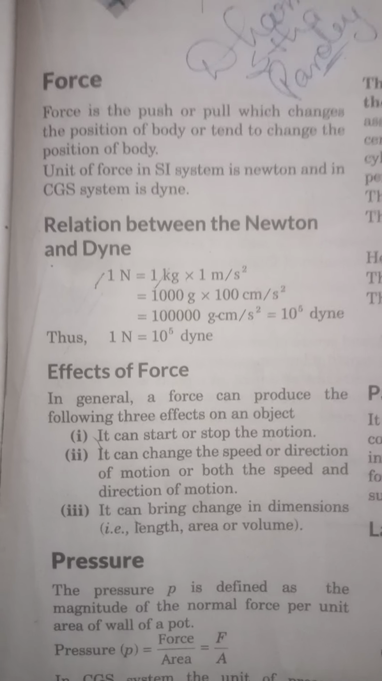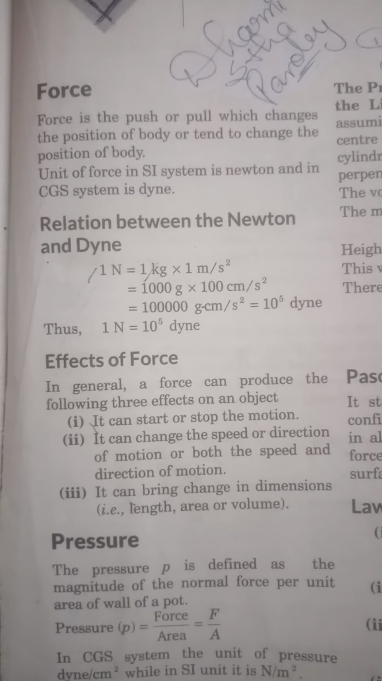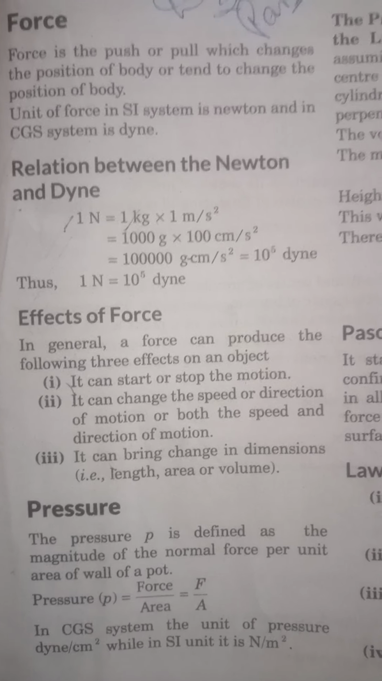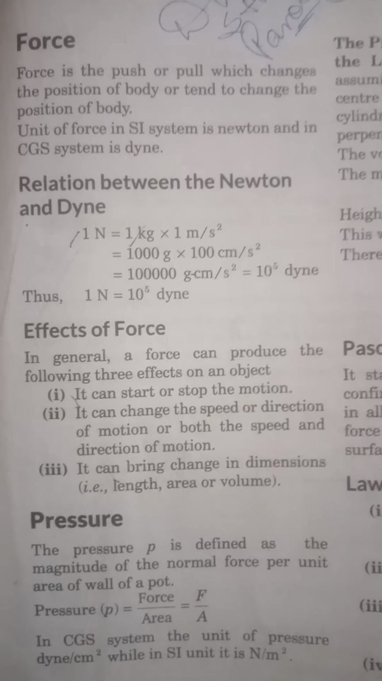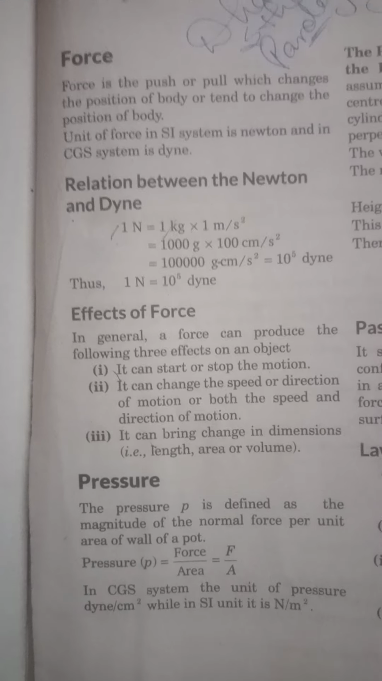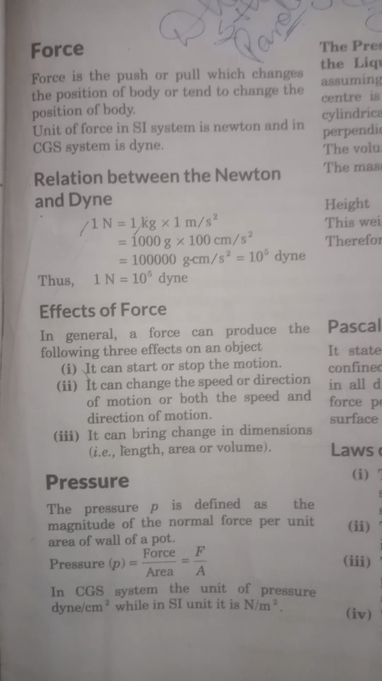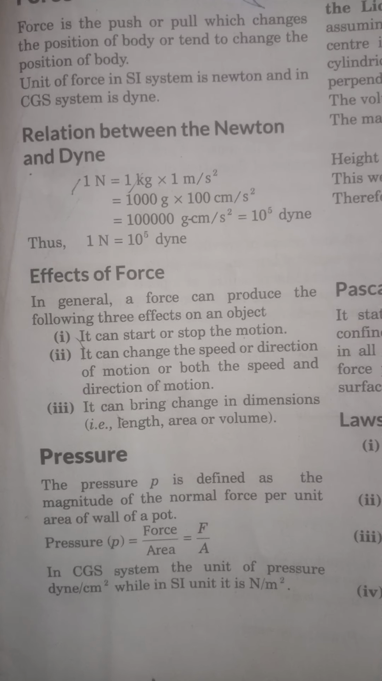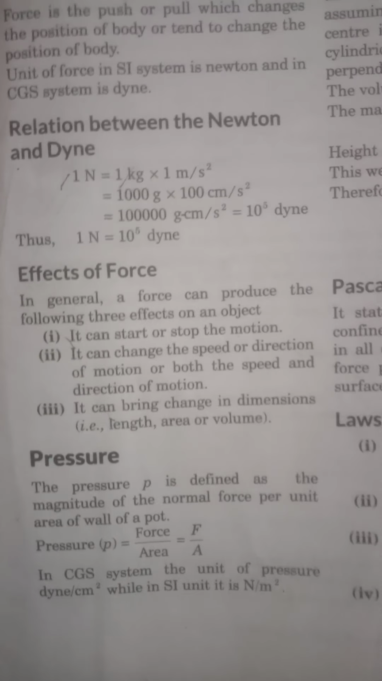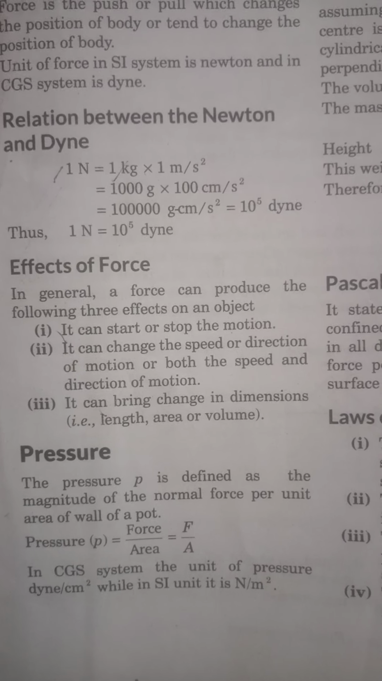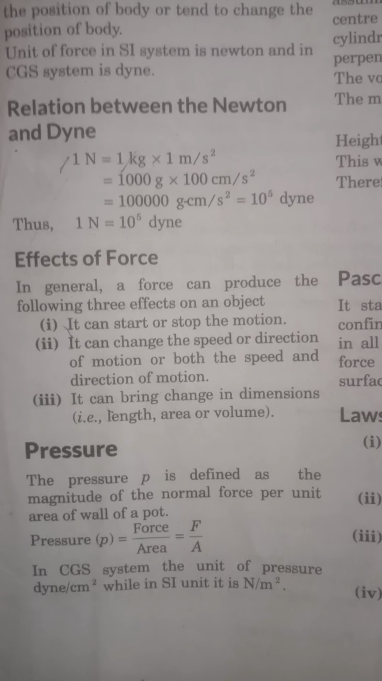Second part is the relation between the Newton and Dyne. 1 Newton is equal to 1 kg into 1 meter per second square. How will you derive the force that is applied? So 1 Newton will be 1 kg into 1 meter per second square. 1 kg is 1000 grams. 1 meter per second square is 100 centimeters per second square.